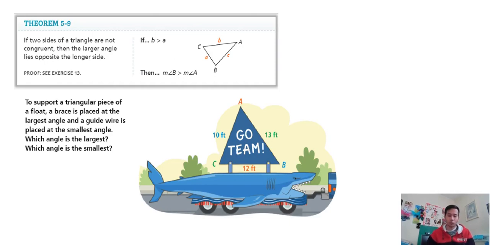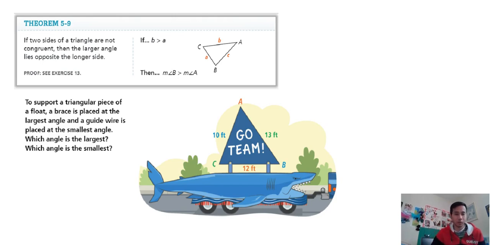Today, we are going to discuss inequalities in one triangle. Our goal for this topic is to use theorems to compare the sides and angles of a triangle.